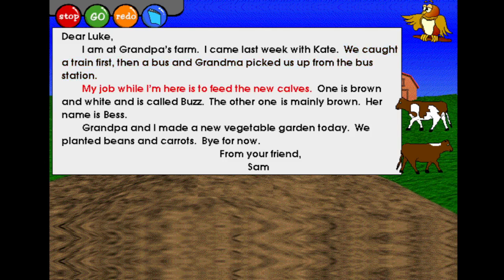My job while I'm here is to feed the new calves. One is brown and white and is called Buzz. The other one is mainly brown. Her name is Beth. Grandpa and I made a new vegetable garden today. We planted beans and carrots. Bye for now. From your friend, Sam.